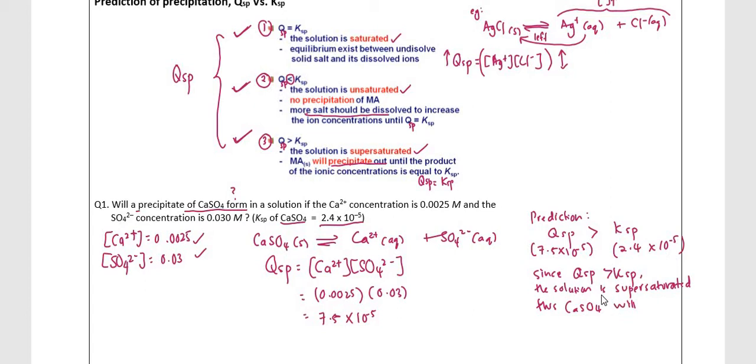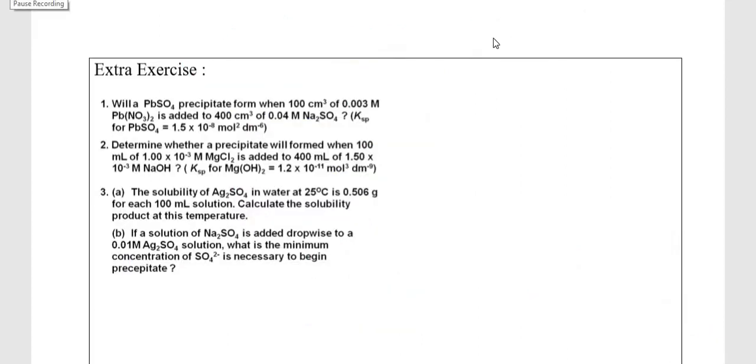Okay, precipitate. Sorry, precipitate, mendakkan, calcium sulfate will form until QSP equals KSP. Full stop. This is your answer. Alright? Okay, now let me try extra exercise question number 1 here.